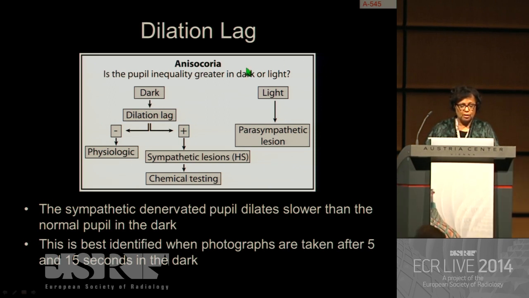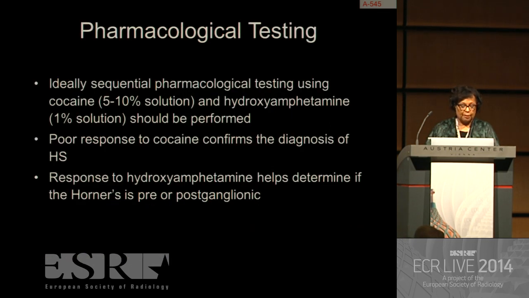So we have a patient that comes in with unequal pupils. So in the dark, if there's no dilation lag, then this is just a physiologic anisocoria, and there's nothing for us to do with this patient. If there is dilation lag, then this indicates that there's a sympathetic lesion, and you can go on to do pharmacological testing to confirm the diagnosis. If the inequality in the pupil is greater in the light, this indicates that you have a parasympathetic lesion, a lesion that's interrupting the parasympathetic supply.